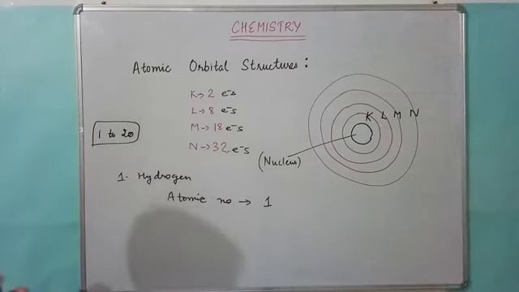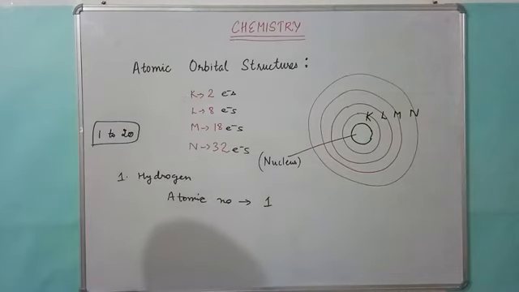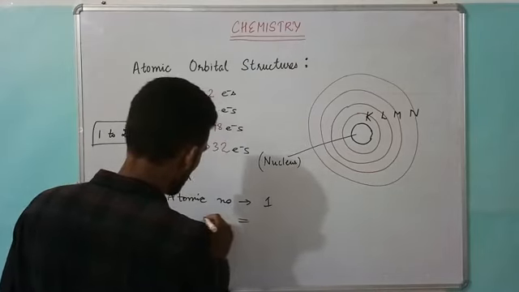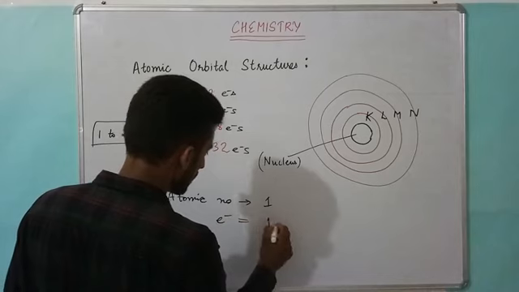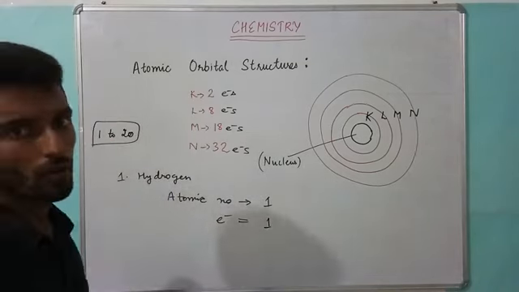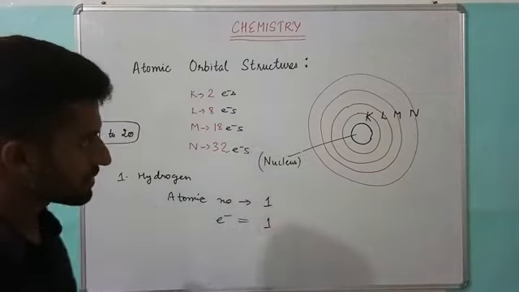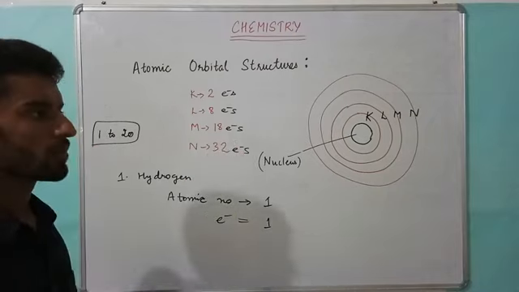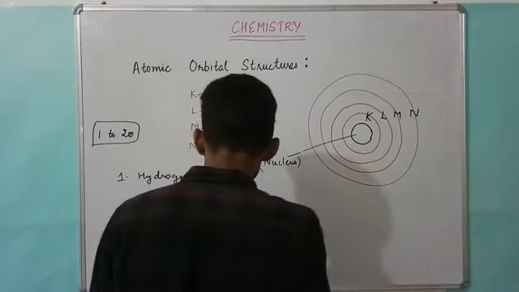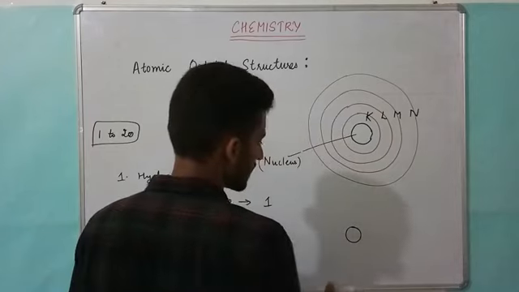For drawing this structure, keep one thing in mind: we need only the atomic number, we don't need the mass number. So the atomic number is 1, so the number of electrons is equal to 1. And one thing more, you need only electrons here, no need to draw protons, because protons are present inside the nucleus. They are responsible only for the positive charge of the nucleus.